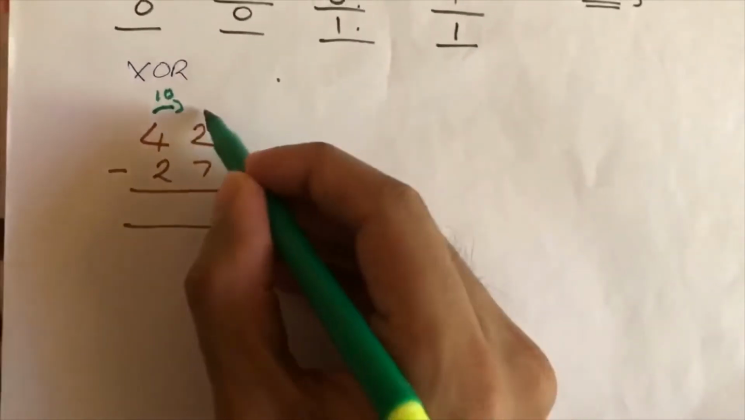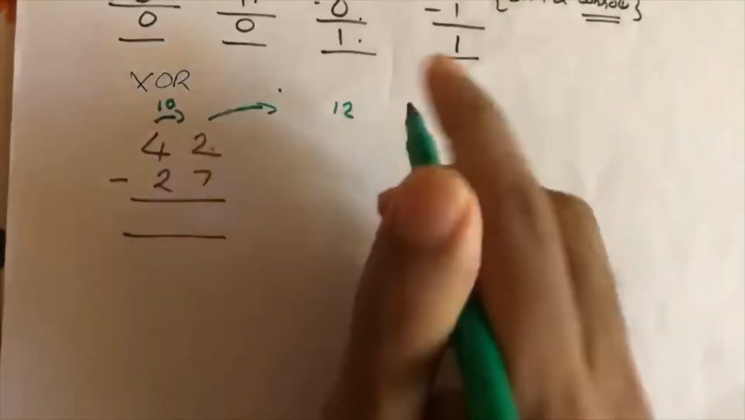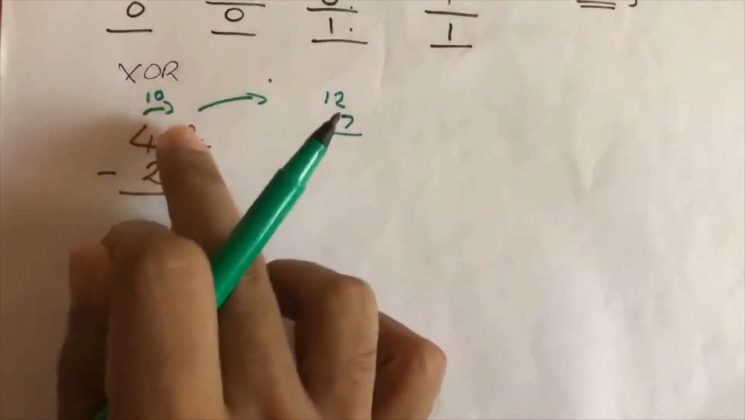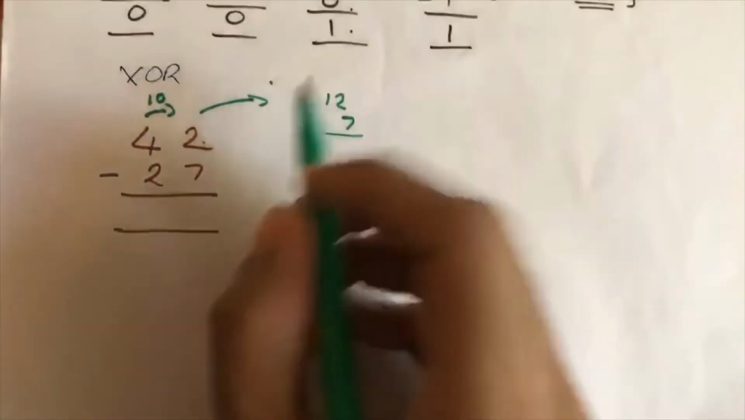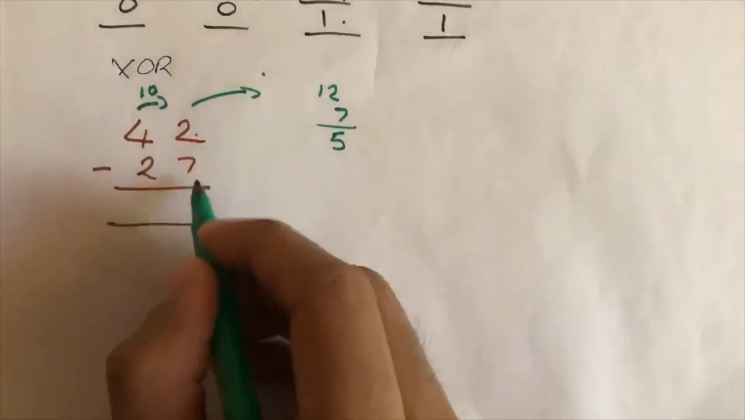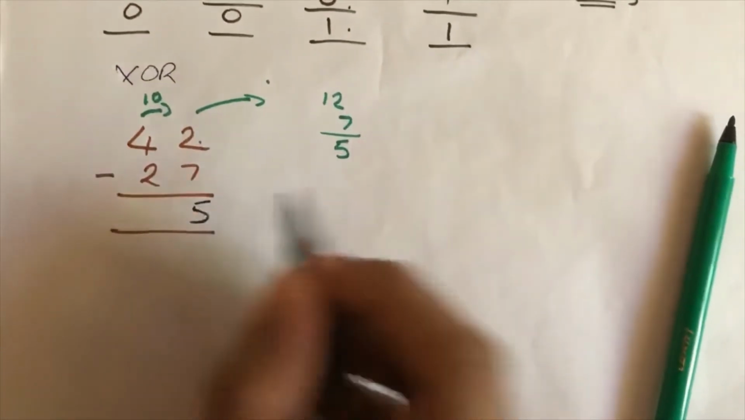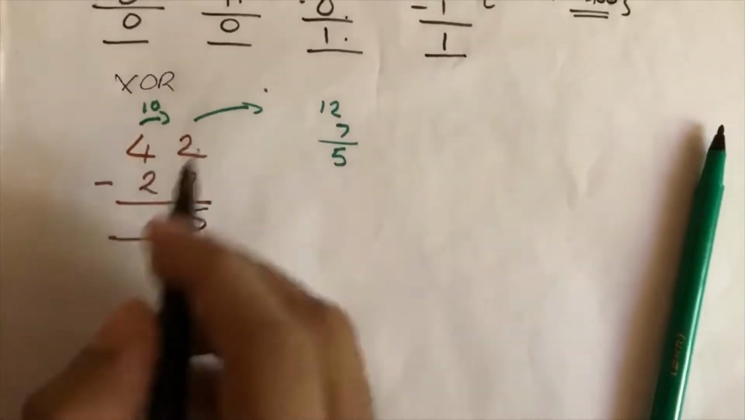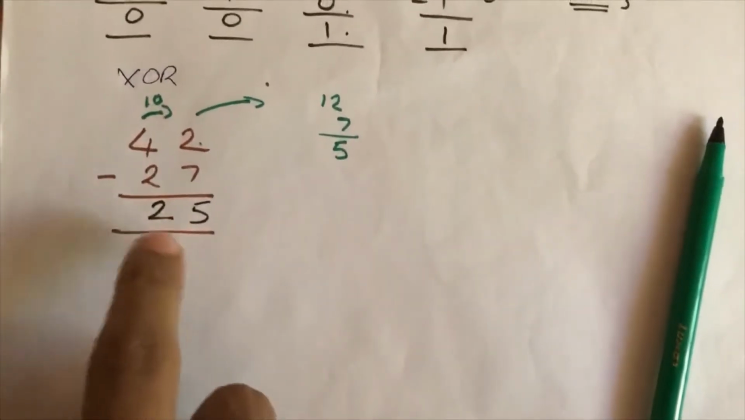So this side becomes 12 minus 7, and this is just for the calculation that we borrow. Once the calculation is over, then we return it back. So 12 minus 7 gives you 5. You write the answer here, 5. Then you have 4 and 2, and you get 2. But we know 25 is not the right answer. And why is it not right?